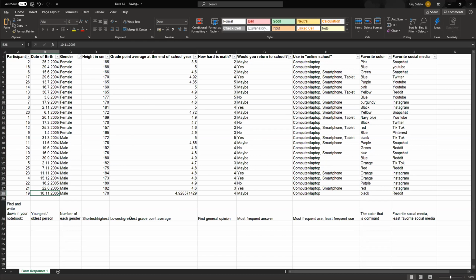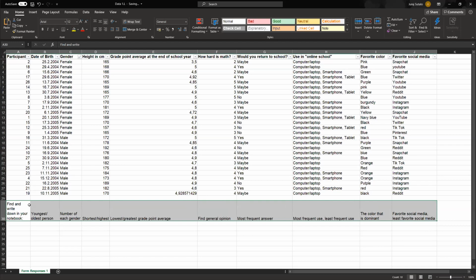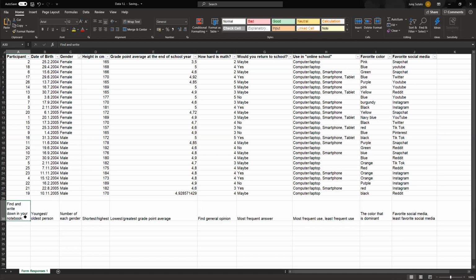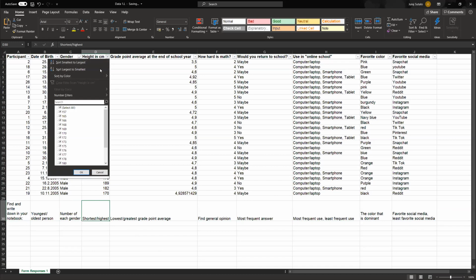Basically, today's lesson and today's task for you guys is to answer all of these questions beneath. As you can see, find and write down in your notebook who is the youngest and oldest person. Basically, write down the date. Number of each gender: you have to count how many males and females there are. After that, the shortest and the tallest person. You can all do it using the filter, as it shows you there. It shows you this option, so you can order things using that, and then write down the answer.